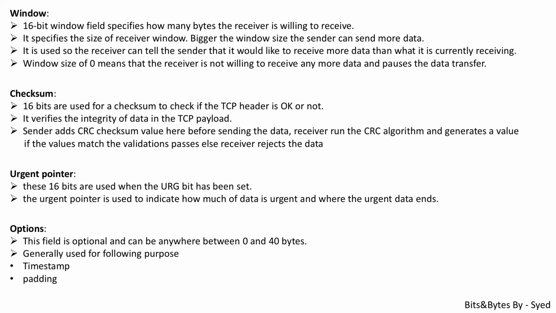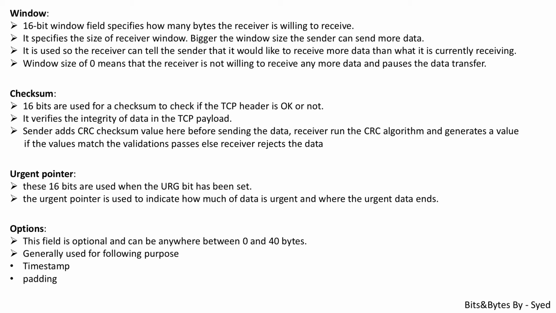Window size is normally negotiated between the sender and the receiver during three-way handshake process. It is used by the receiver to inform the sender how much of a data it can currently receive. If window size gets to 0, it means receiver buffer is full and it is asking for the source to pause the data transfer.